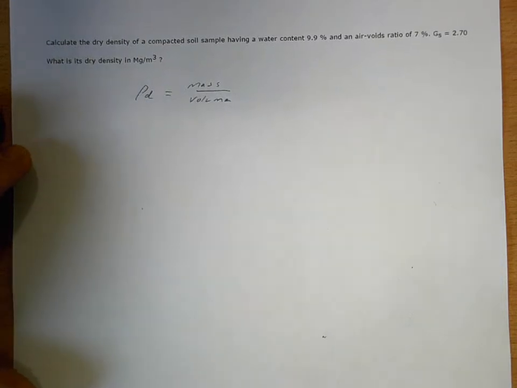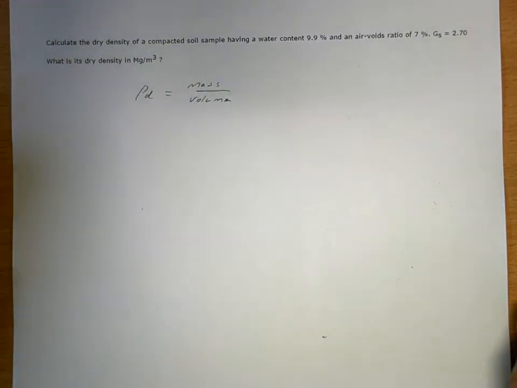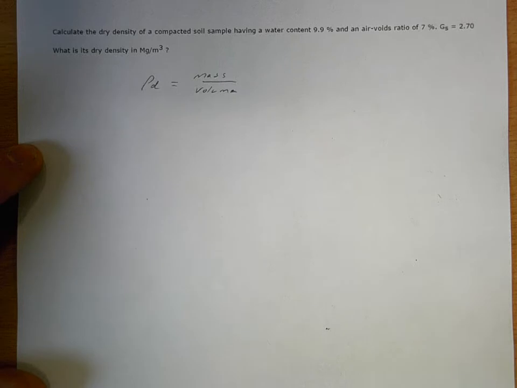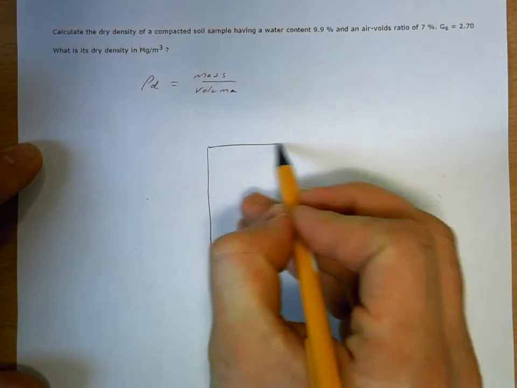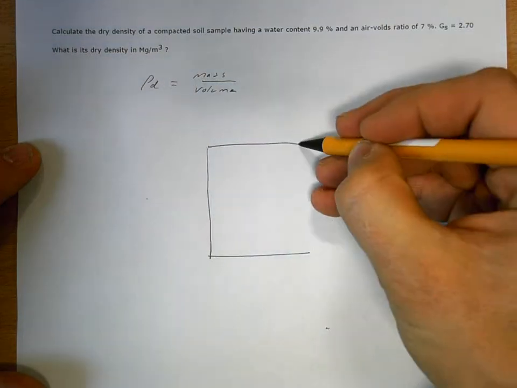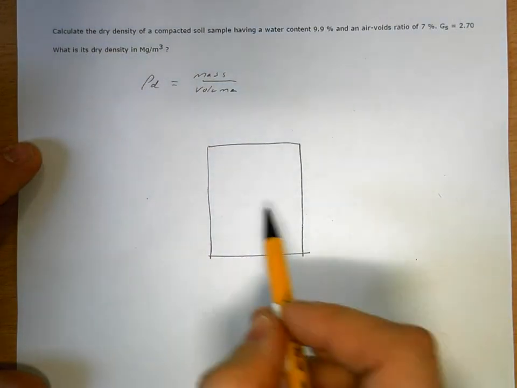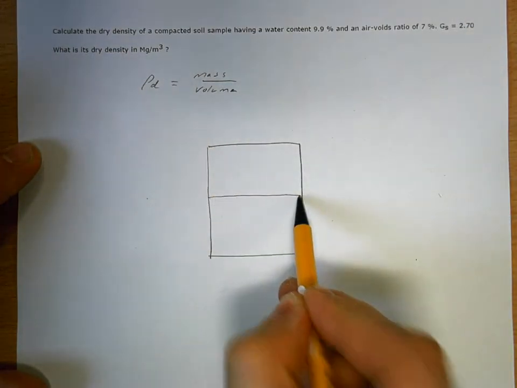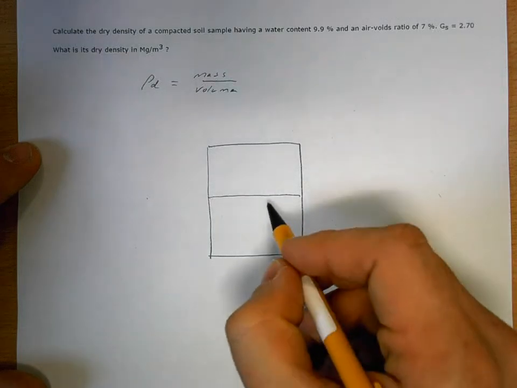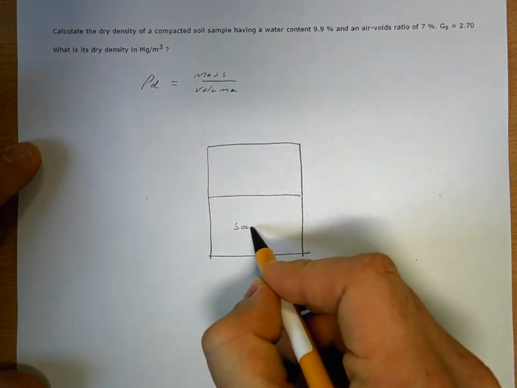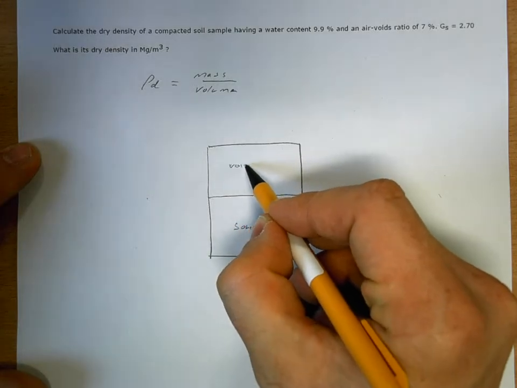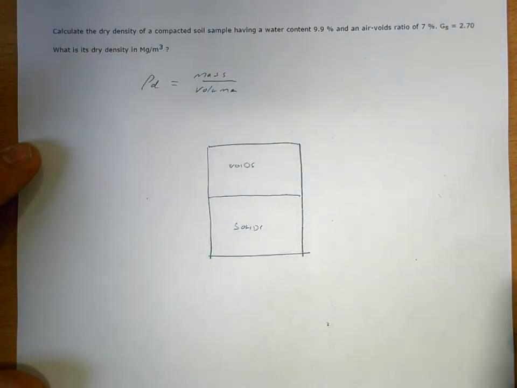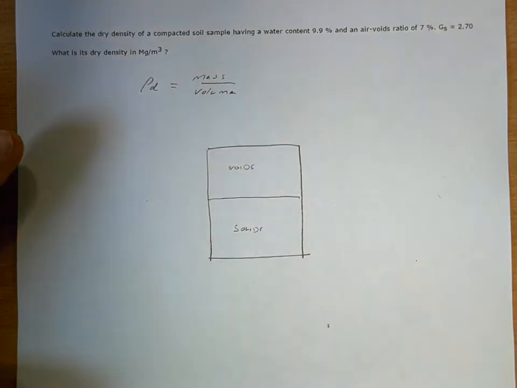So let's just go straight into seeing what this looks like, because I think that will make our whole life a lot easier. We've got effectively a sample of soil. I'll just draw it quite big. Okay, this is the model, if you like. This is solids, and this is voids. Okay, and in those voids is water. So that's what we've got.